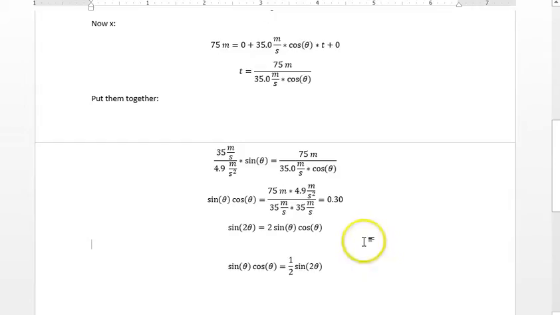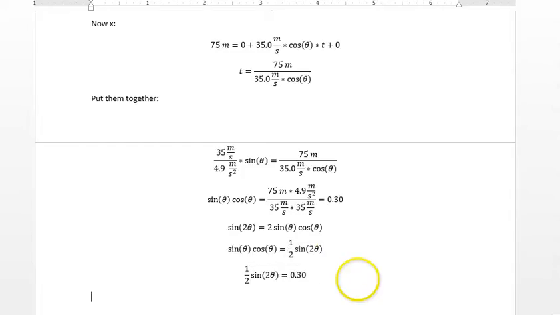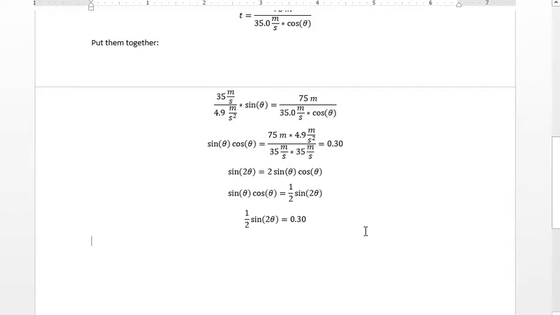All right. So that means 1/2 sine of 2 theta equals 0.30. 1/2 the sine of 2 theta equals 0.30. So sine of 2 theta equals 0.60. We take the inverse sine.